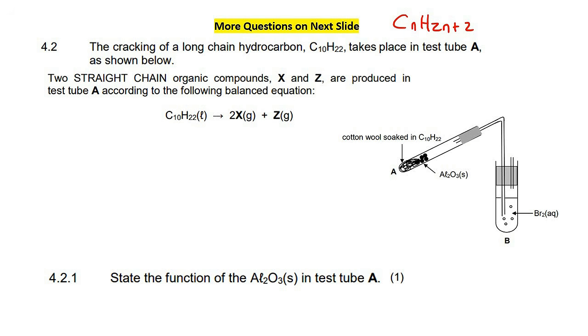Two straight chain organic compounds X and Z are produced in. Okay, so I read that, but I wasn't actually reading that. I was still thinking how funny my joke was, but probably wasn't. Okay, so Kev, come dude.